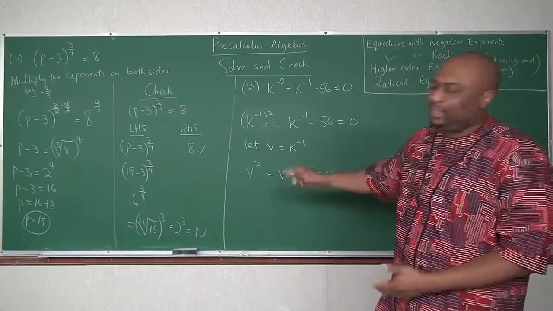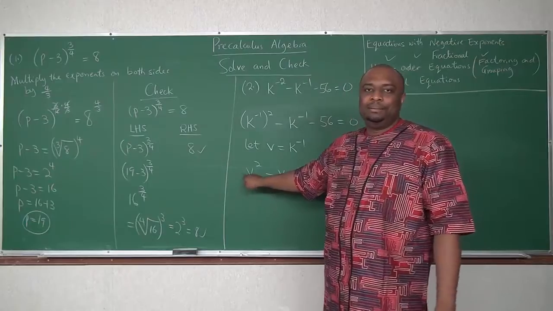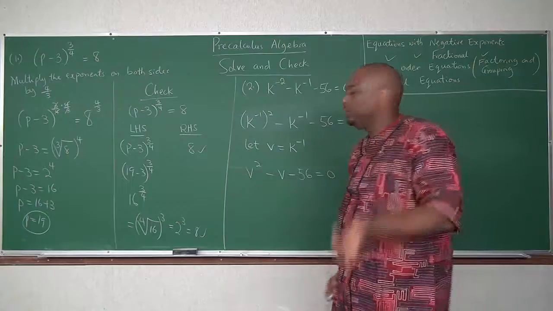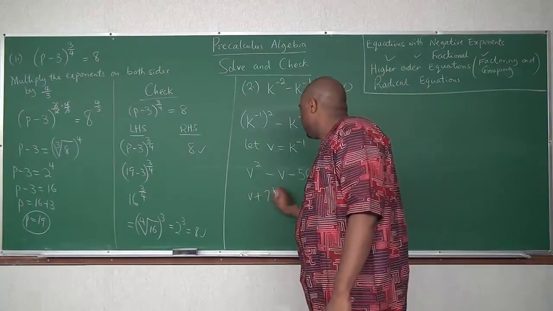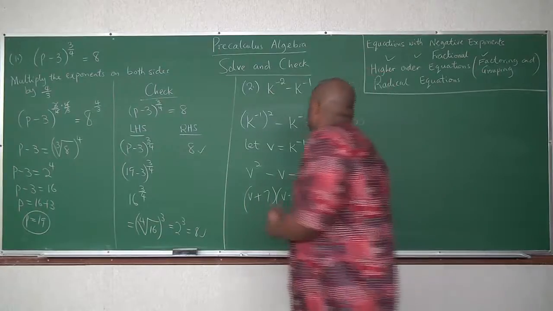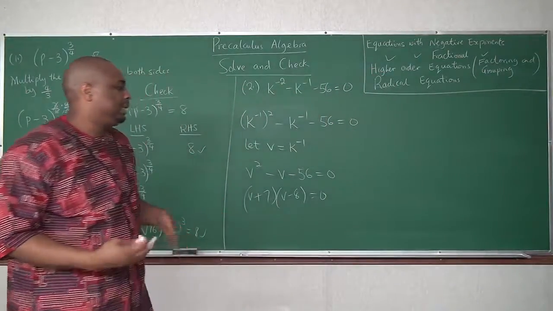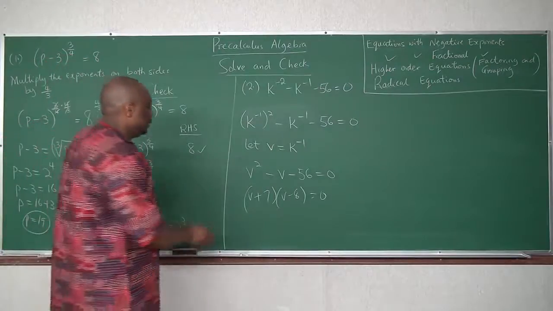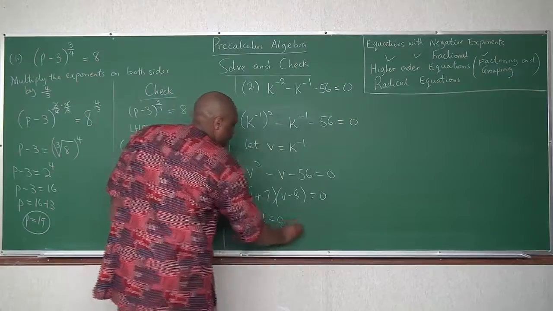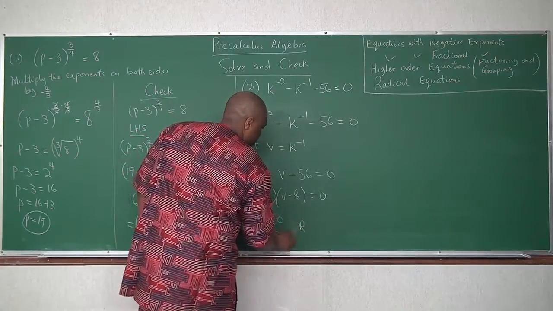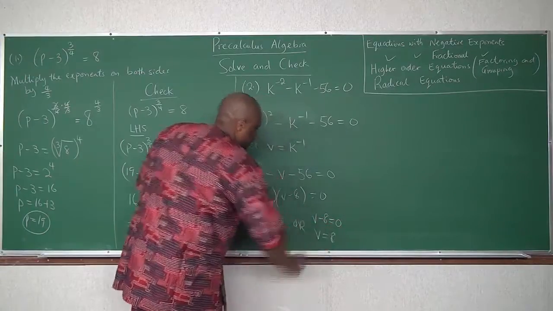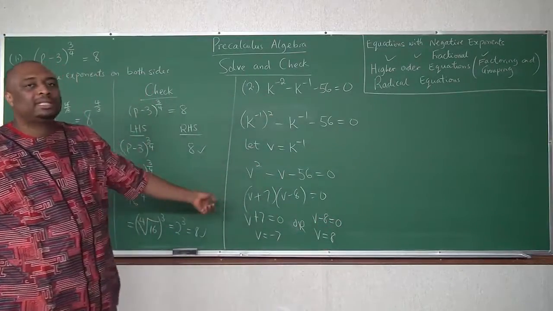Okay? And because the coefficient of this is 1, we can just write v plus 7, v minus 8 is 0. Okay? So from the zero product property, v will be negative 7, or v minus 8 is 0, v is 8. Now, you don't stop here, no, you do not stop here.